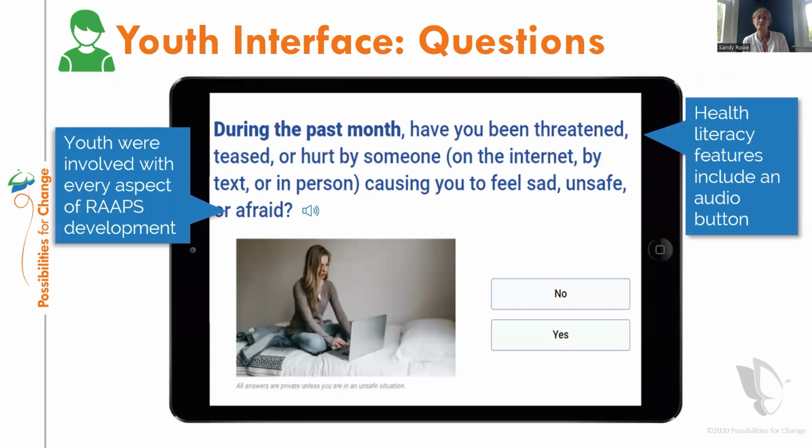So this is the look and feel for youth when they complete the RAPS, using that digital empathy and some focus group feedback that we had. We incorporated some design elements to really engage them.